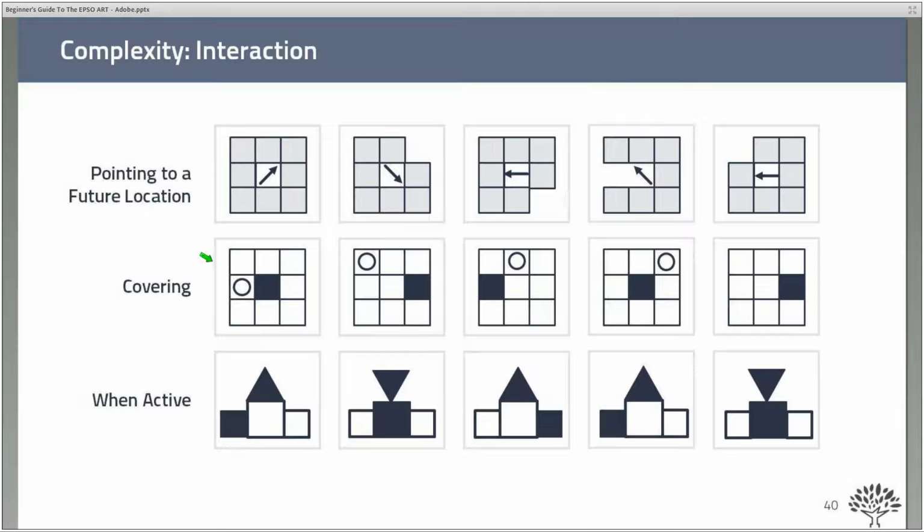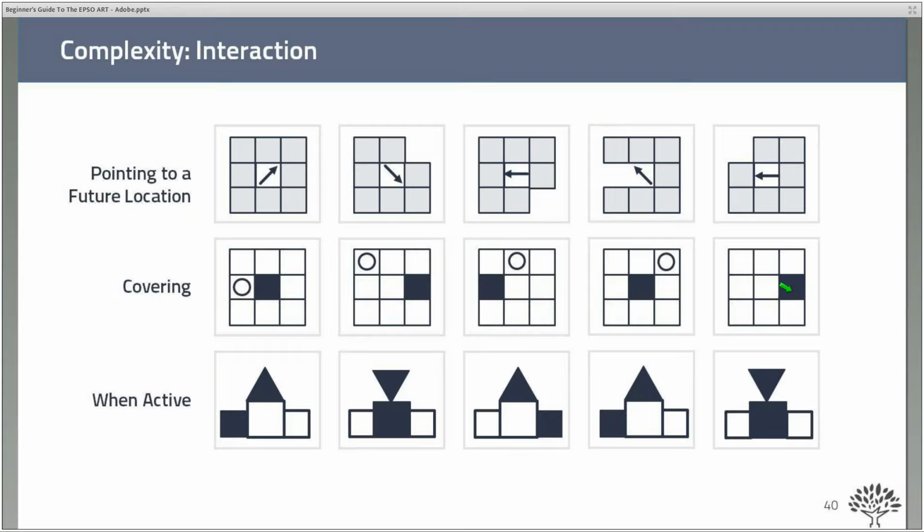Covering. So here we have a simple sequence where a white circle is moving around the edge clockwise, and a black square is bouncing back and forth between the left and right hand sides. But once they get to the same part, the circle is obscured. Now this means that there's a little bit of extra complexity, because you have to think to yourself, well, where is the circle now, and where will it be in the next frame? A common mistake would be to put the circle in this square for the next frame, I should say.